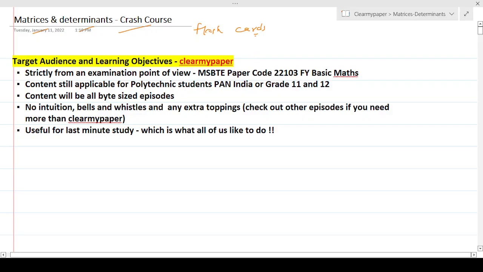The content, at least the content from the solved problems, has been prepared strictly for the Maharashtra State Board Paper Code 22103 First Year Basic Mathematics. However, the content is still generalized for all the Polytechnic students pan-India, or even grade 11 and grade 12, wherever you have the syllabus. With the combination of this and all other detailed episodes that I put out, you can still get a good perspective and learning on the subject of matrices and determinants.